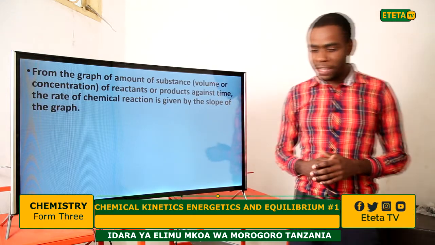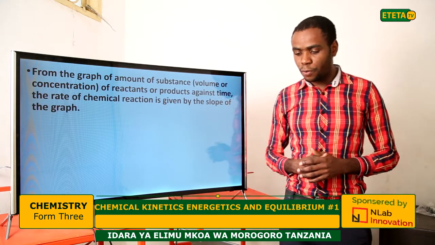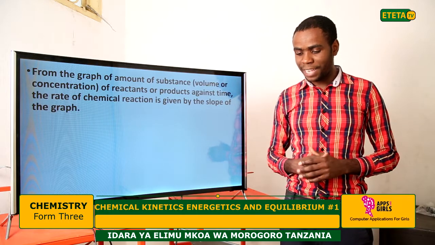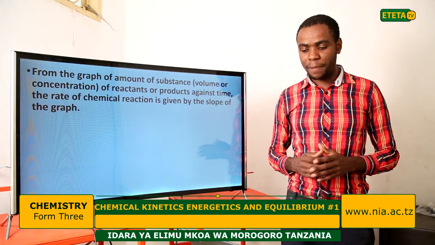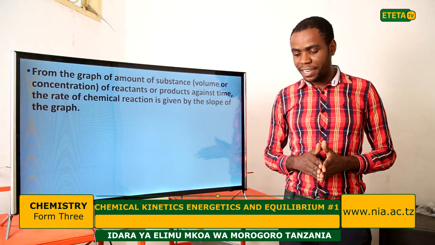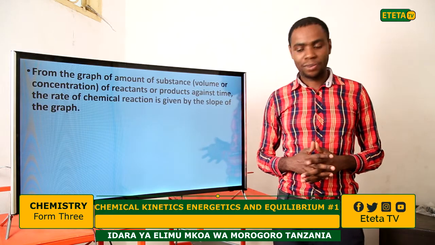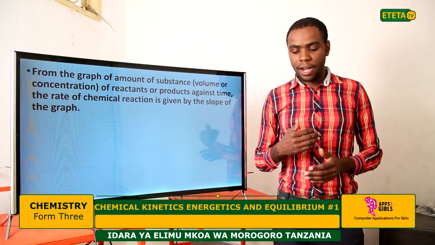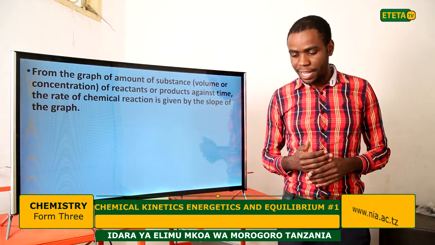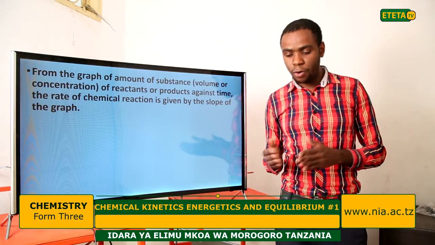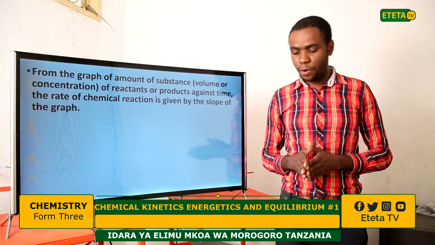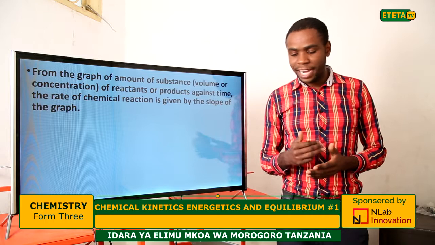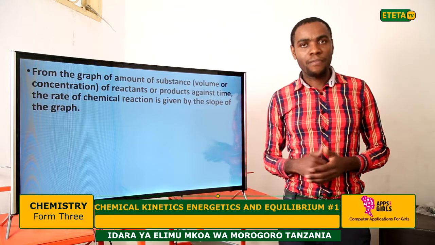Now, from the graph of the amount of a substance, maybe volume or concentration, of reactant or product against time, the rate of chemical reaction is given by the slope of the graph. So in case you plot the graph of the amount of a substance against time, the rate of chemical reaction will be the slope of that graph.